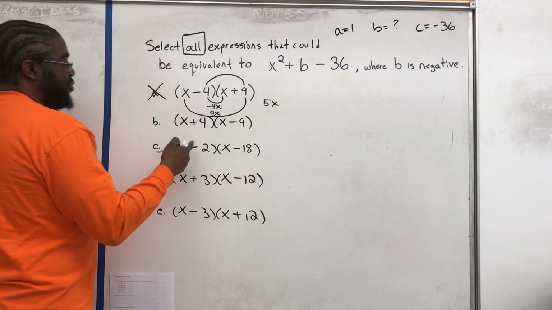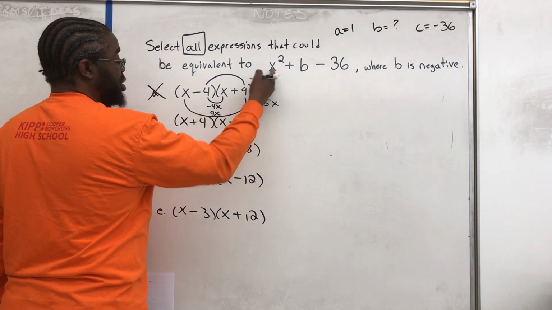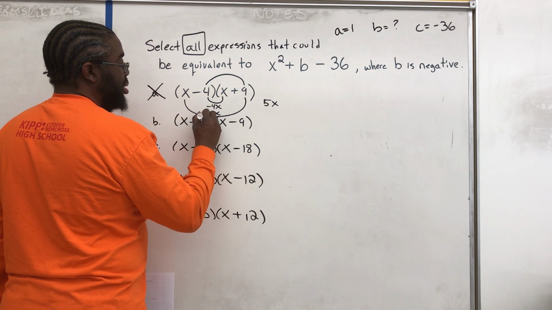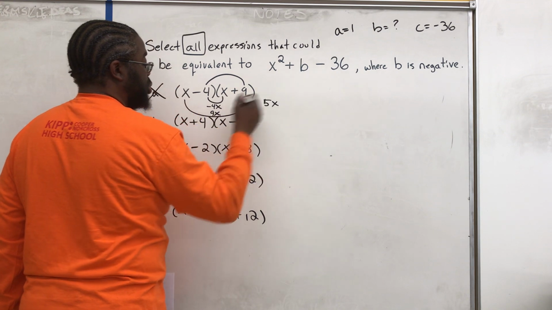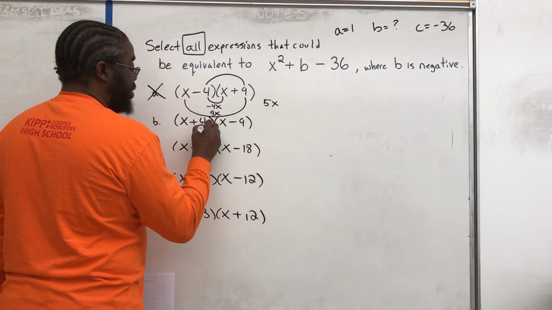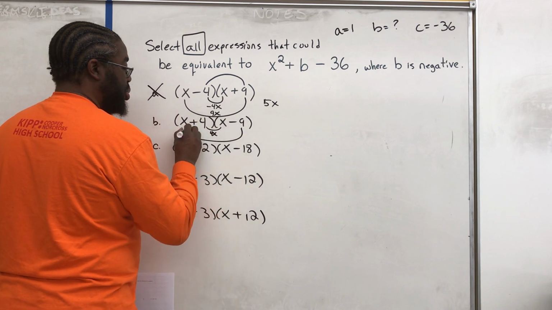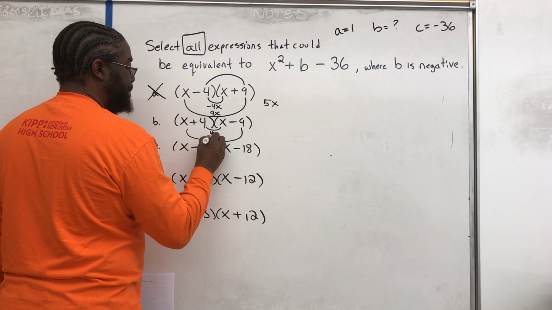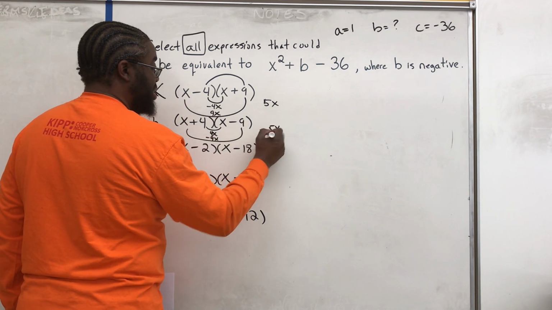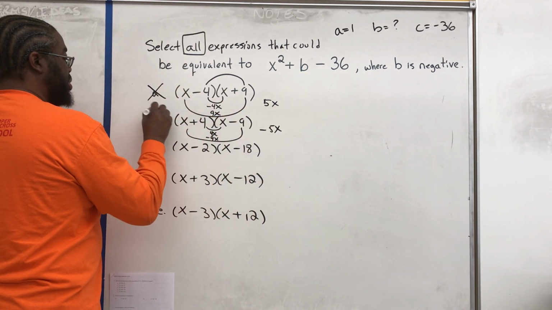I go to the next one. First, let's check to make sure that the outside works. X times x is x squared. 4 times negative 9 does give me negative 36. So far these work. Now let's check how I get my b. Inners and outers. Those add up to negative 5x. I want b to be negative, so this one works. There's a solution.